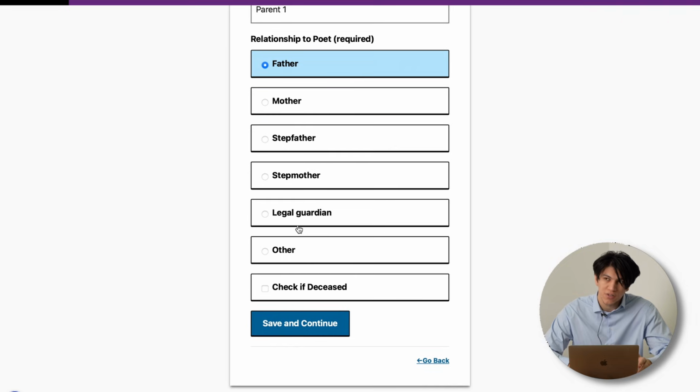Legal guardian is if you unfortunately have no fathers, mothers, stepfathers, stepmothers, you will have a legal guardian. Imagine if you're living in an orphanage, and then you have a legal guardian. Other, if there is any other specific situation, just go with other and you will explain it. But we put father, check if this is, that means that if your father is still alive. If not, you just put the check if this is. I mean, if they're passed away, you put this.